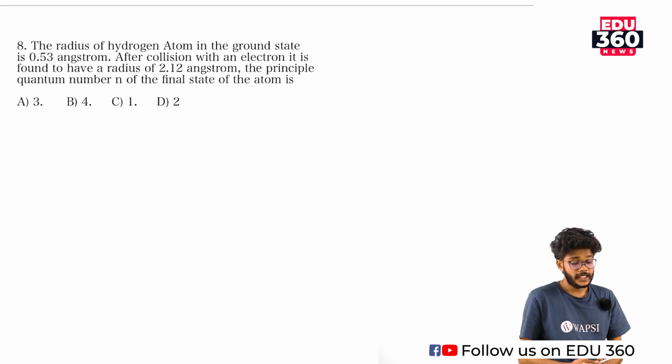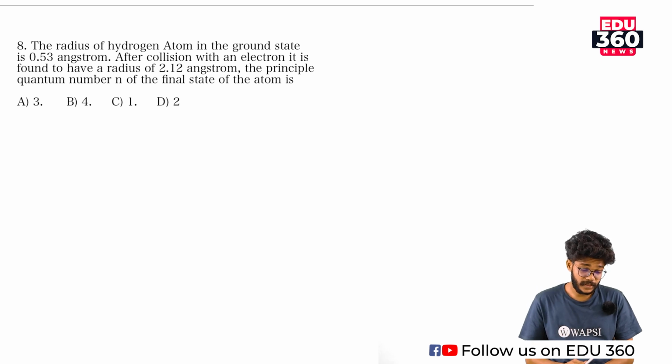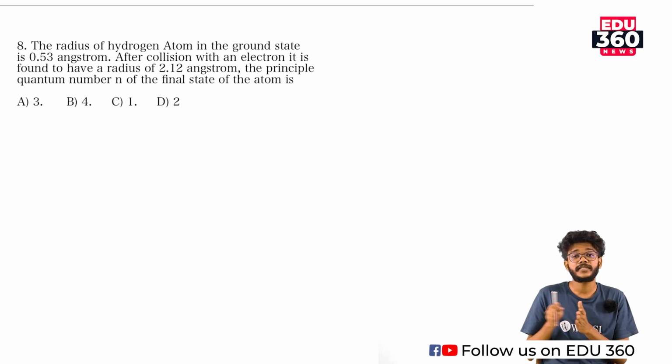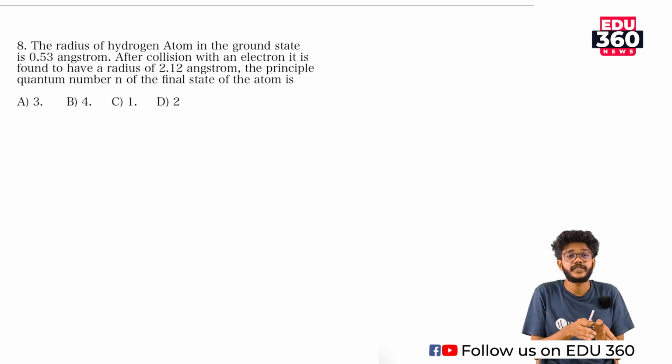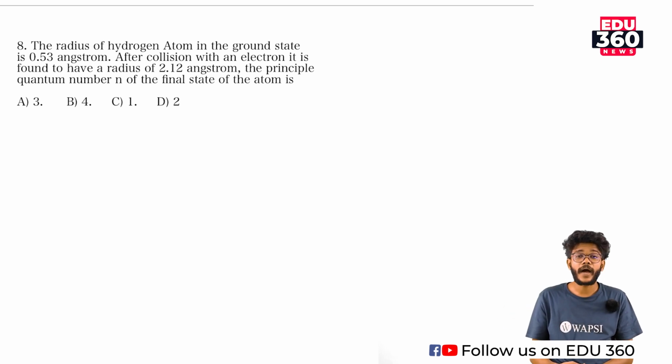Okay, we are discussing the radius of a hydrogen atom in the ground state, which is 0.53 angstrom. After collision with an electron, it is found to have a larger radius. That means the radius increases, that means the electron gets energy by colliding with an electron. Its radius is now 2.12 angstrom.